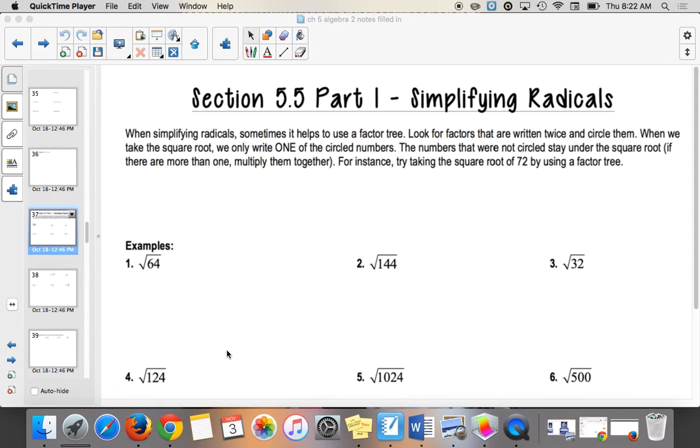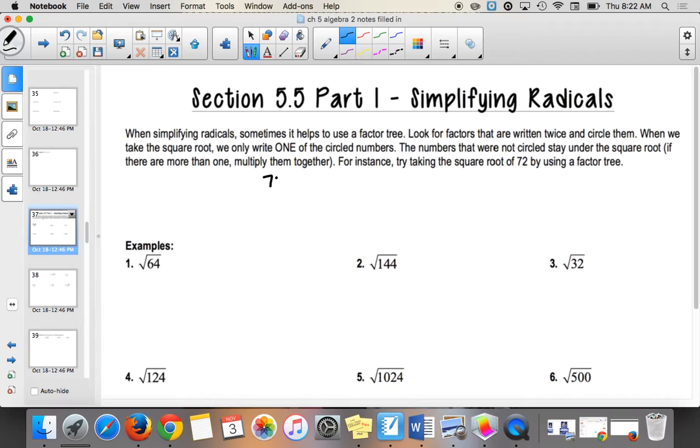So if I had the number 72 and I wanted to find the square root of 72, one way to do this, it's a longer way, would be to write out 72 and write its factors, 8 and 9, and then say 8 breaks down into 4 and 2, and 4 breaks down into 2 and 2. So we end up getting the prime factorization of 2 cubed times 3 squared, right? So we have 2 times 2 times 2 times 3 times 3.